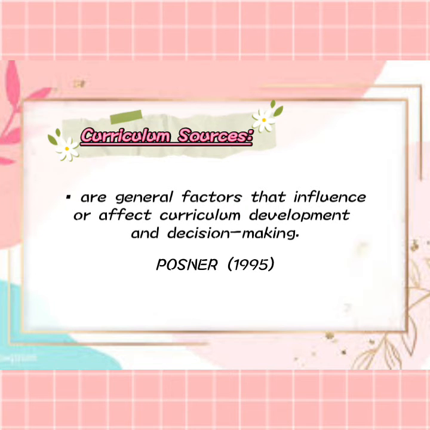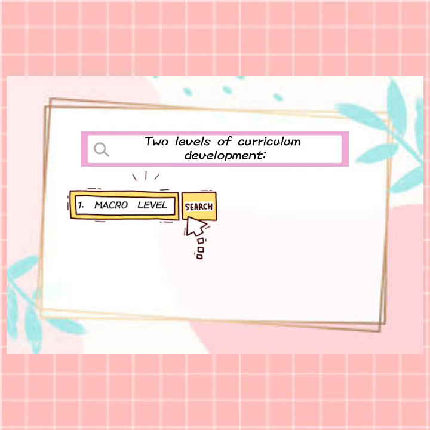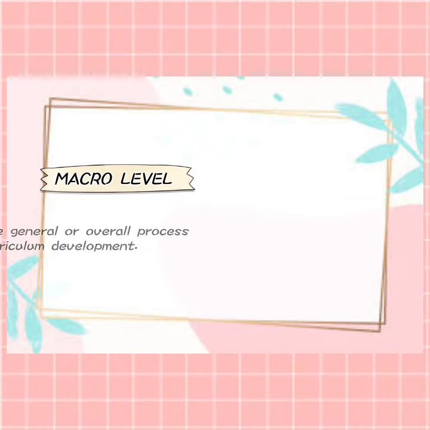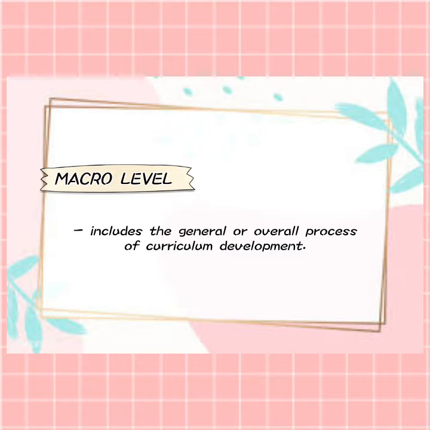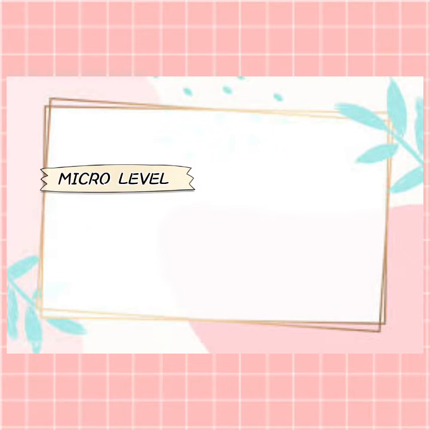According to Posner in 1995, curriculum sources are general factors that influence or affect curriculum development and decision making. And he also suggests two levels of curriculum development, the macro level and micro level. When we say macro level, it includes the general or overall process of curriculum development, while the micro level focuses on a specific phase or context like school-based curriculum development. So, balik sa taas sa curriculum sources.